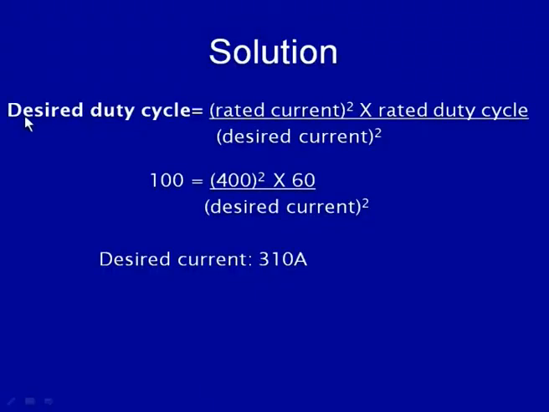Then, by putting in the values of the different parameters, the desired duty cycle is 100%, rated current is 400 ampere, rated duty cycle is 60%, and the desired current is required. By solving this equation we can obtain the desired current. At 60% duty cycle the current is 400 ampere, while at 100% duty cycle the current will be lower. So, it is coming to 310 ampere.